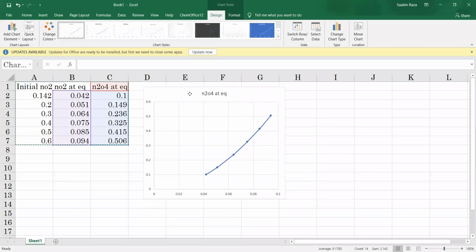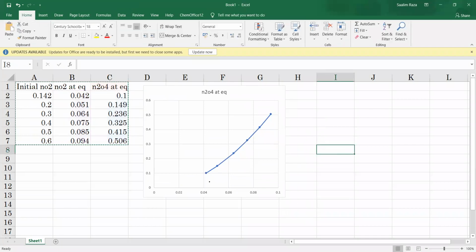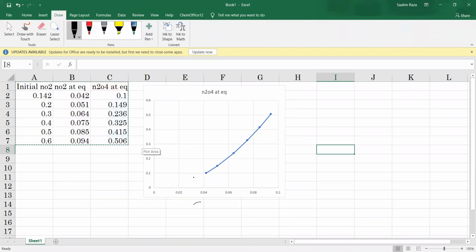It is an upward trend, obviously, because we are increasing the concentration. What do we have on the x-axis? We are starting here, that is 0.42. So on the x-axis we have the concentration of NO2, and on the y-axis we have the concentration of N2O4, and I'm plotting this.